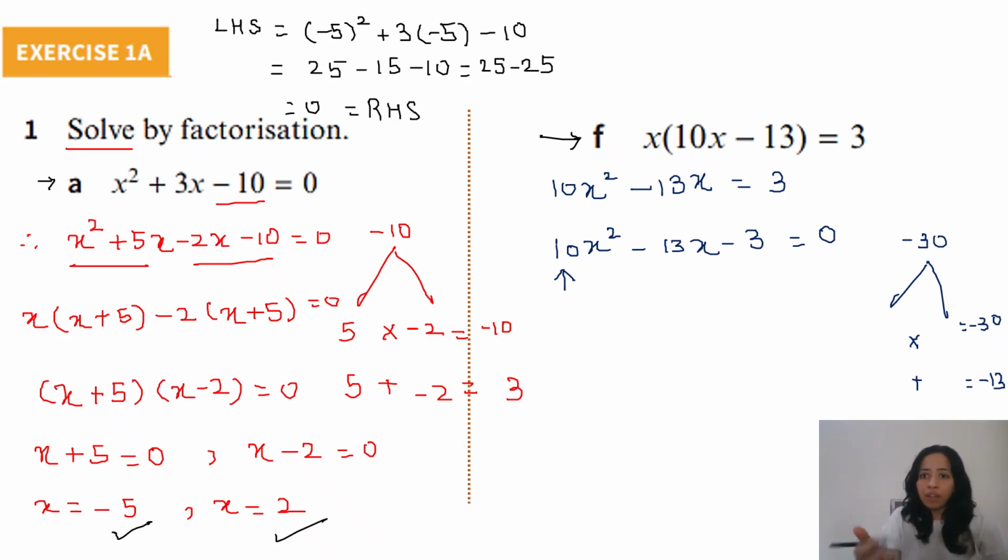Yes, you have other options as well. You can check 3 and multiplied by 10. This also gives you 30, isn't it? 6 multiplied by 5. But the condition is that the addition should be negative 30.